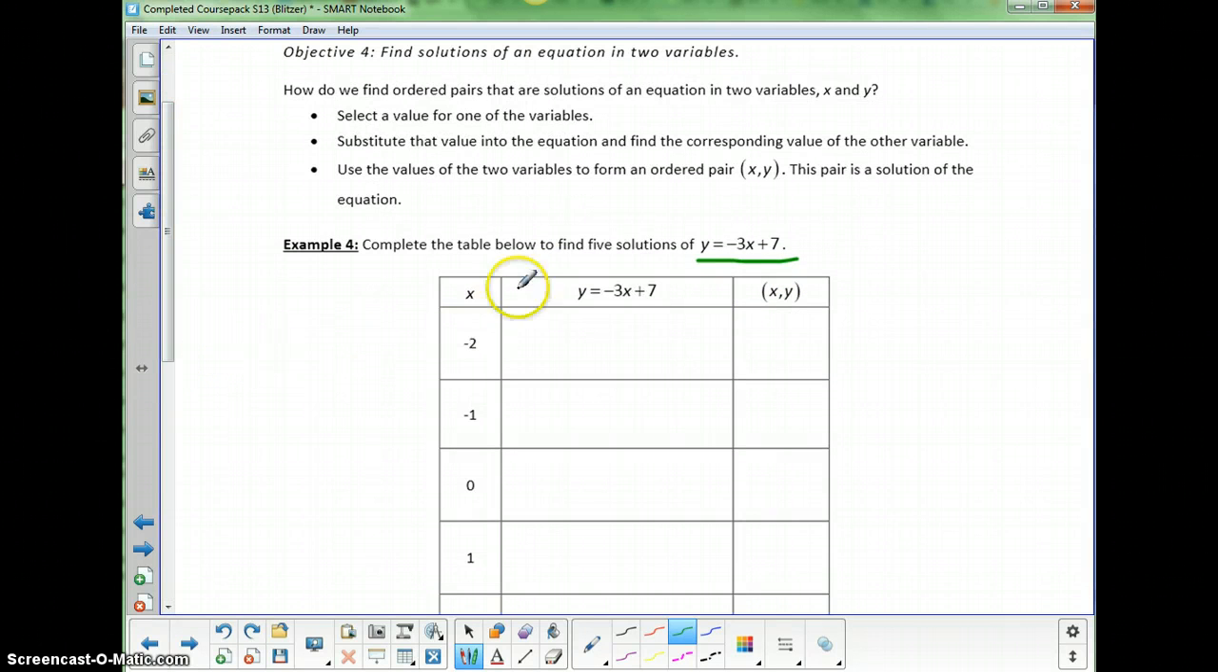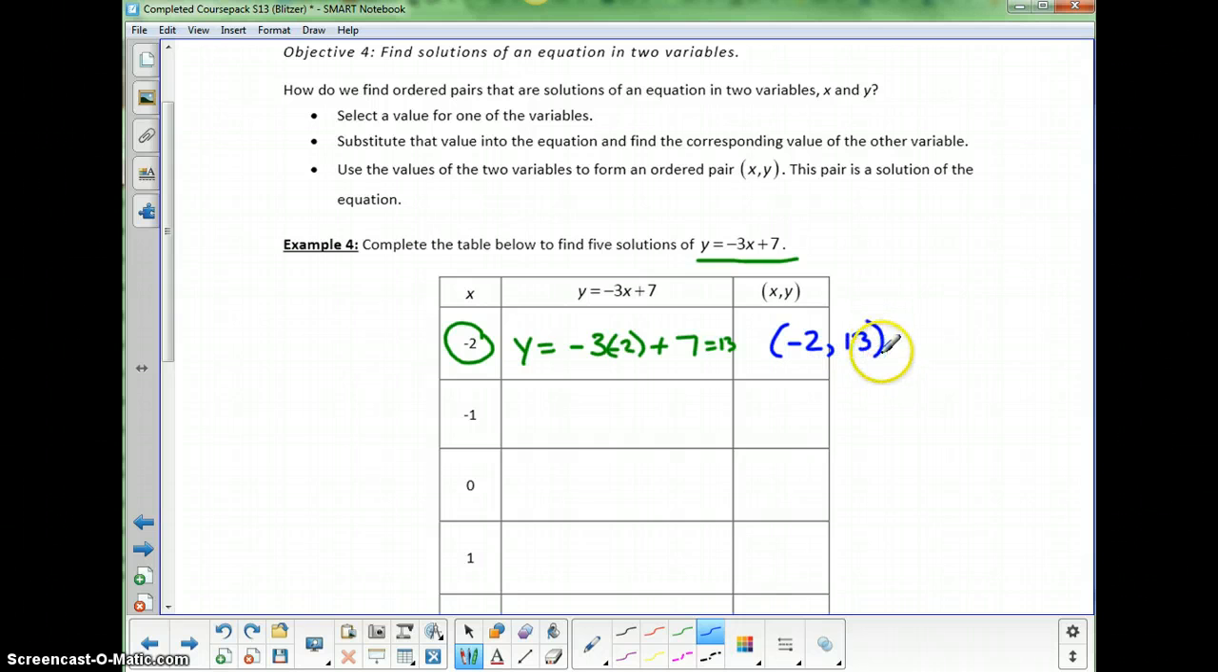One of the ways to do that is to choose x values and then find the y value that makes this true. For example, if I want x to be negative 2, y would have to be equal to negative 3 times negative 2, which is 6, plus 7. y would have to be equal to 13. So the ordered pair that would make this true would be negative 2 comma 13.